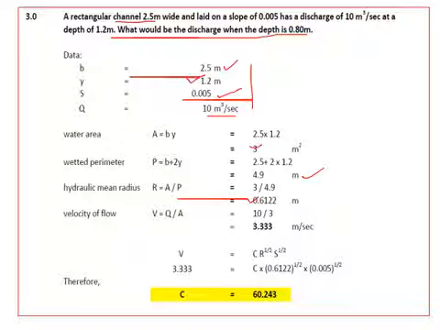Now use it in the equation V is equal to C root RS. Otherwise you can use Q is equal to A into V and substitute. So we calculated the velocity and then used the velocity equation, V equals C root RS. In this case C is unknown, so C can be determined, and this C is used in the second set of calculations.